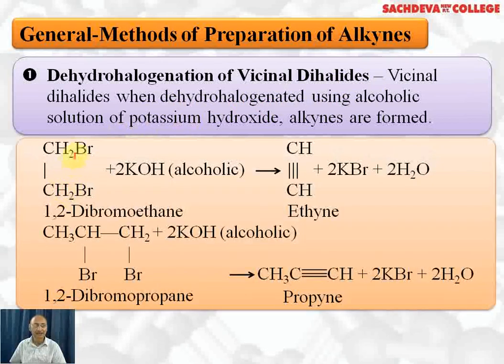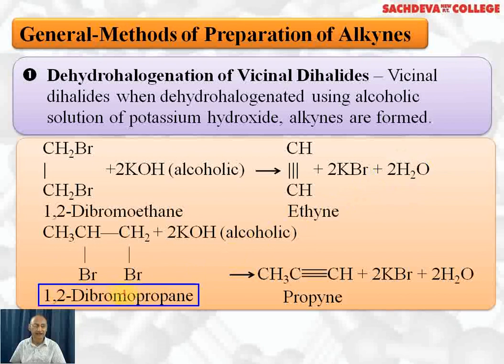First, we are taking 1,2-dibromoethane and reacting with 2 moles of alcoholic KOH. With 1 mole of alcoholic KOH, Br from here and H from here will be removed. For the second alcoholic KOH, H from here and Br from here will be removed and we will get a triple bond. So ethyne is formed plus 2 KBr plus 2 water.